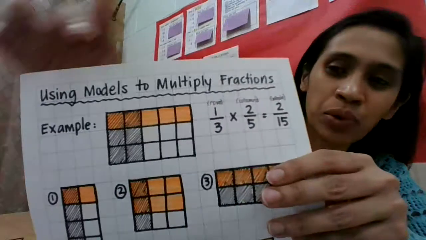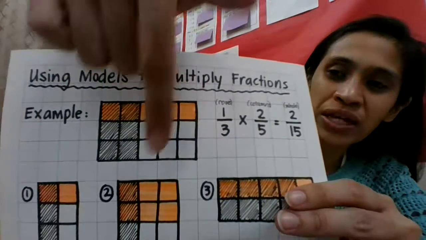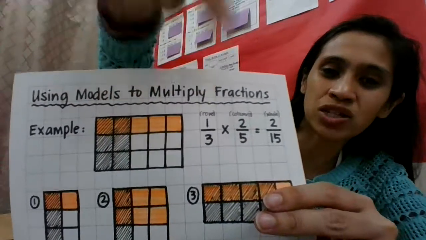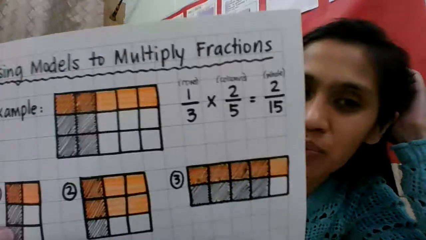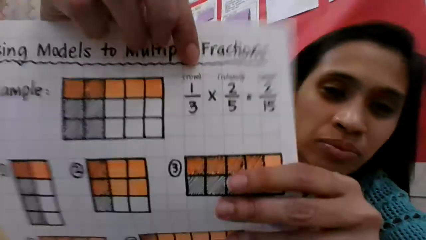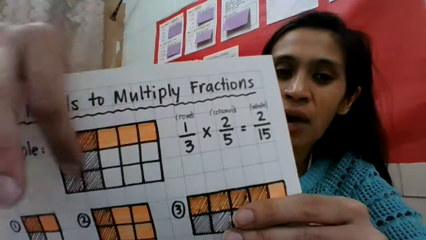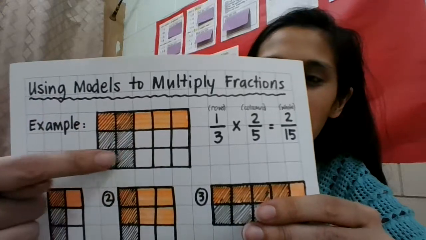So look at this example right here. All right, so this model represents 1/3 times 2/5 equals 2/15. And the way you do that is look at this 1/3. Where did I figure out this 1/3? Where did I get that number from? I didn't make it up. Do you see this? It says rows. I'm looking at the rows. So rows go horizontal. They go left and right. How many rows do we have? We have 1, 2, and 3 rows.